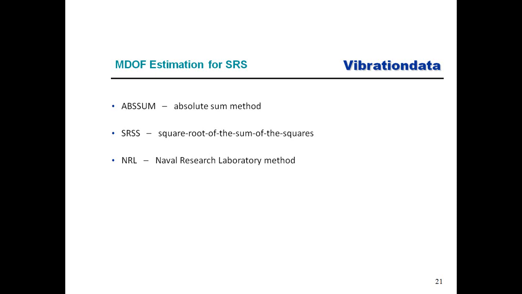Then we have the middle method, the square root of the sum of the squares method, which is kind of an RMS type of calculation. Then the third method is the Naval Research Laboratory method. And it turns out for a 2-degree of freedom system, the SRSS method and the NRL method are the same method.